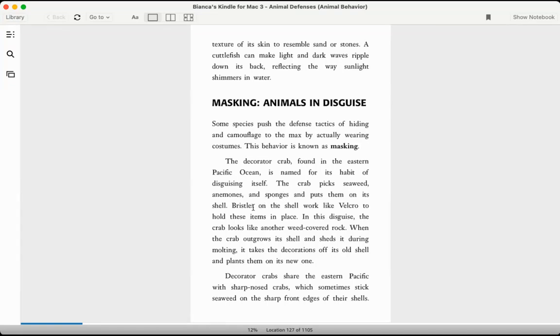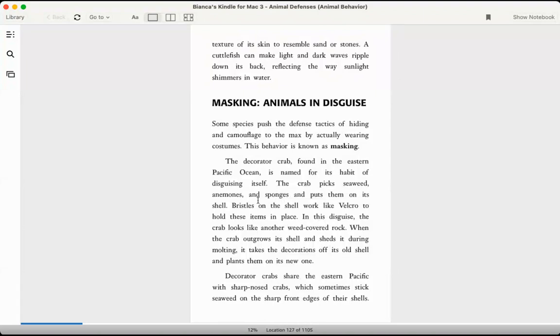Anywho, the crab picks seaweed, anemones, and sponges and puts them on its shell. Bristles on the shell work like Velcro to hold items in place. In this disguise, the crab looks like another weed-covered rock. When the crab outgrows its shell and sheds it during molting, it takes the decorations off its old shell and plants them on its new one. That is cool.